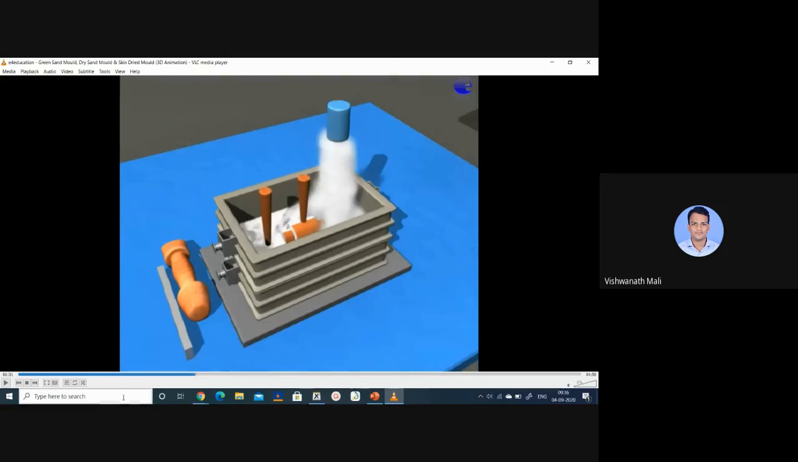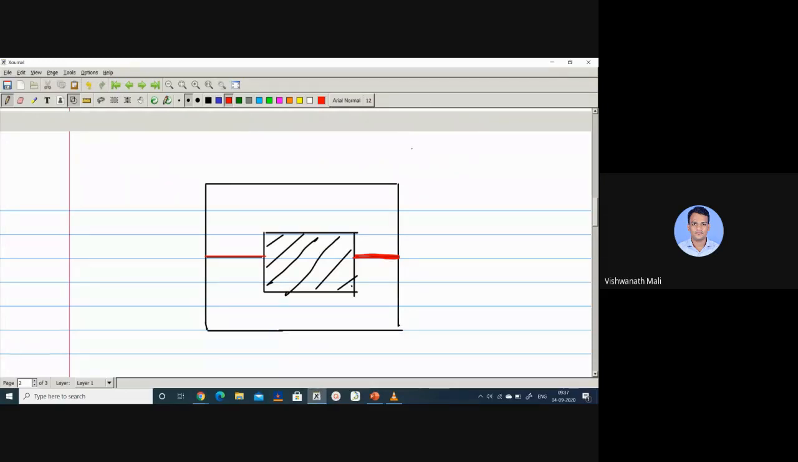If parting sand is not there, then this sand will attach to the drag side, so that the sand in drag and cope will get attached, and we are not able to remove the pattern. That's why we go for this parting sand. This is the parting sand. So what is facing sand? That we will see. Here, whatever is in red color, that is parting sand.